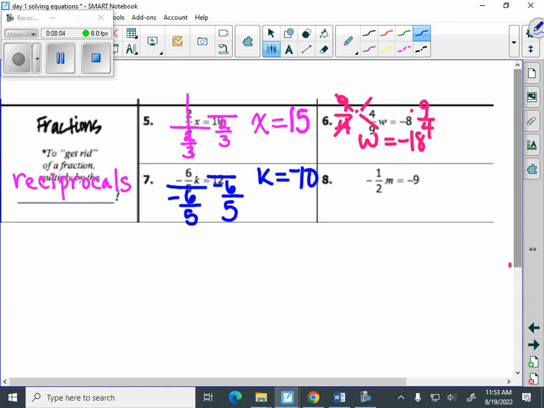And finally, -1/2 times m. The nice thing about this one is that we can do this without using Desmos, maybe. But if we multiply by the reciprocal, then we're going to multiply this side by flipping the fraction. That's what the reciprocal is. So we're going to flip it. It's going to become -2/1. So over here, it's -2/1. And what we end up with then is -9 times -2, which is +18.